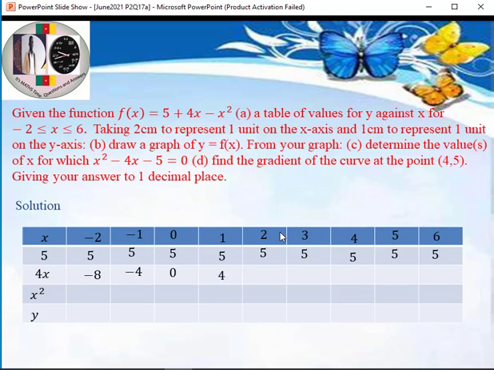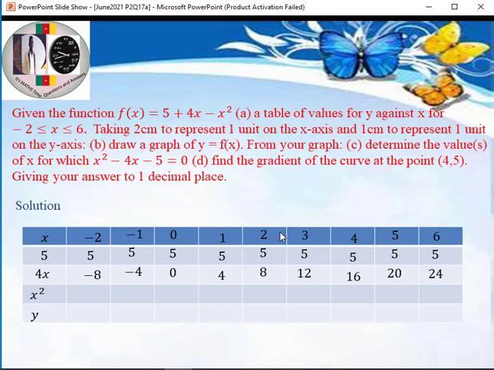If x is 2, 4x will be 4 times 2, which is 8. If x is 3, 4x will be 12. If x is 4, 4x will be 16. If x is 5, 4x will be 20. And if x is 6, 4x will be 24. That's right. Okay, now we are going to compute for values of x squared.